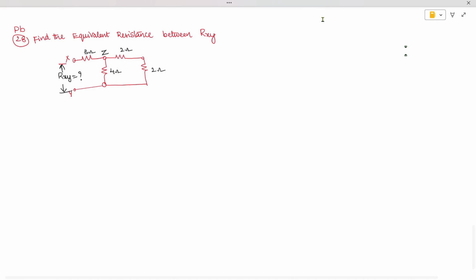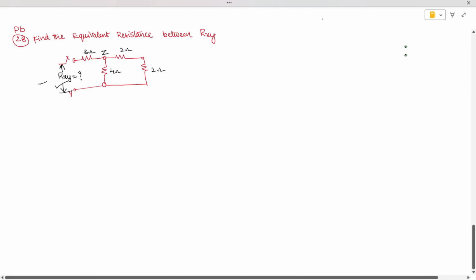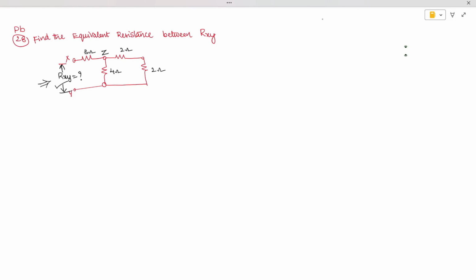Today we are going to solve this problem. Find the equivalent resistance across the terminal XY. So we require resistance RXY from this side, then we have to solve from the opposite side.